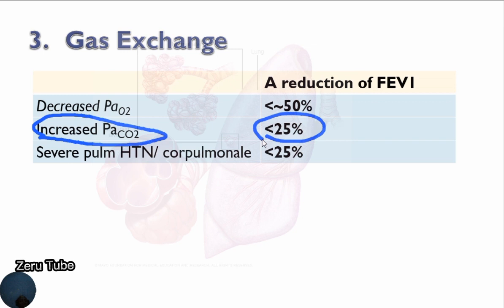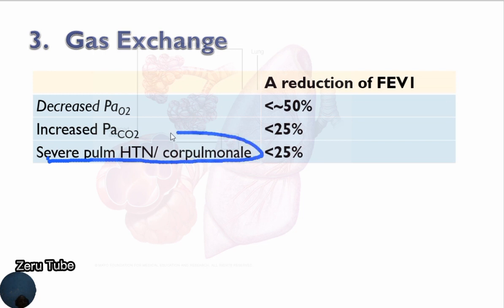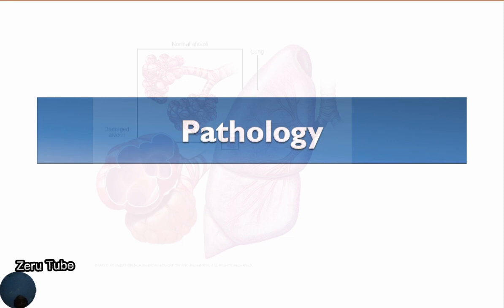Finally the patient can develop severe pulmonary hypertension, or cor pulmonale. Among COPD patients, around 25% develop this problem. So this is another pathophysiology of COPD.